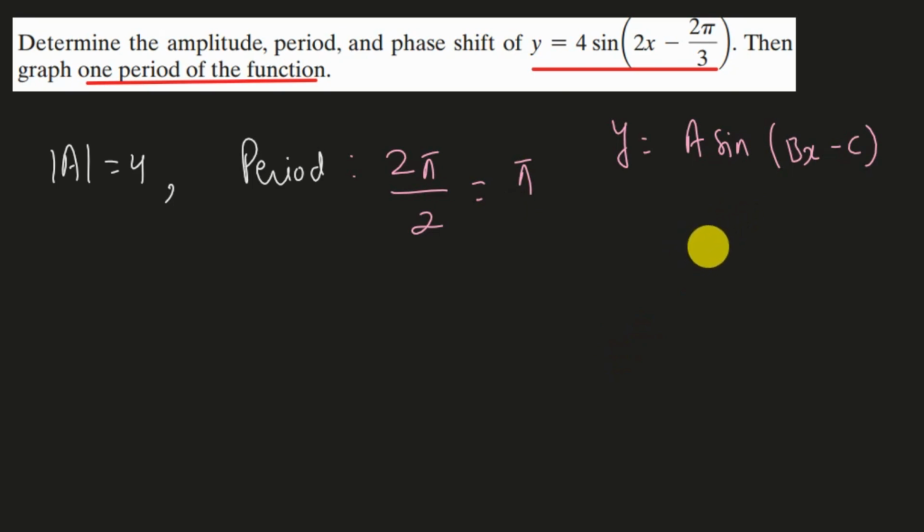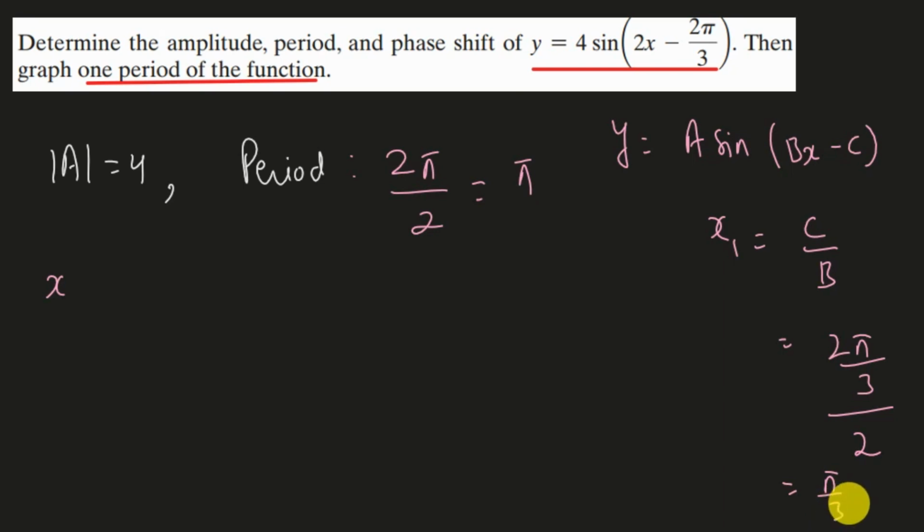Now the graph will start from x1, and this we have obtained earlier, that this x1 would be c over b. C here is 2 pi by 3. Correct? If you compare, c is 2 pi by 3, divided by b. B is 2. So that would be pi by 3. Therefore, there is a phase shift of pi by 3. So x1, we have to start the graph from pi by 3.